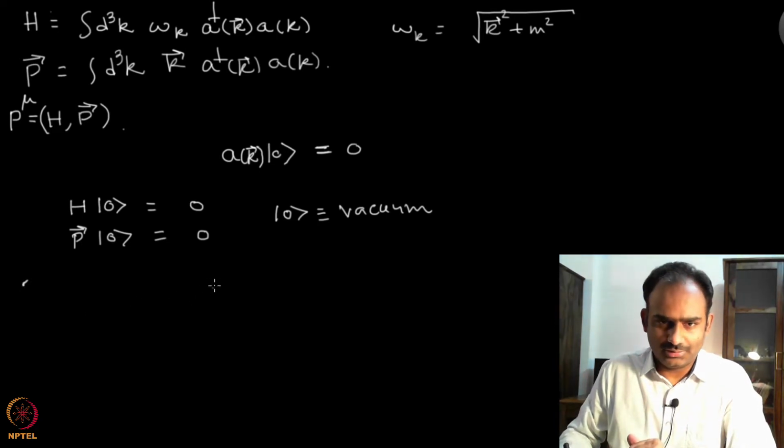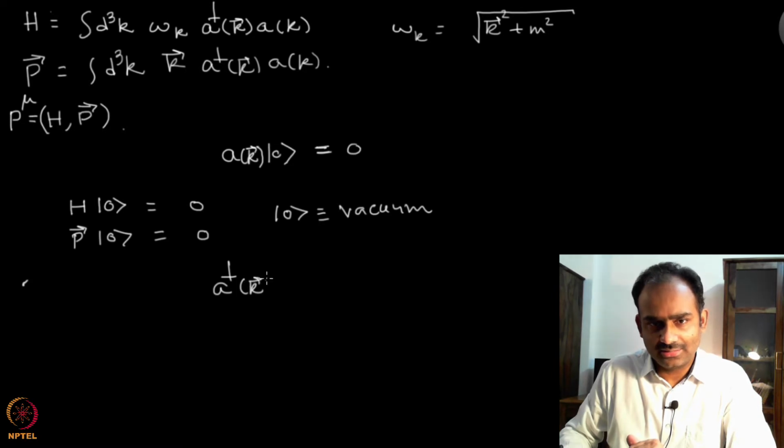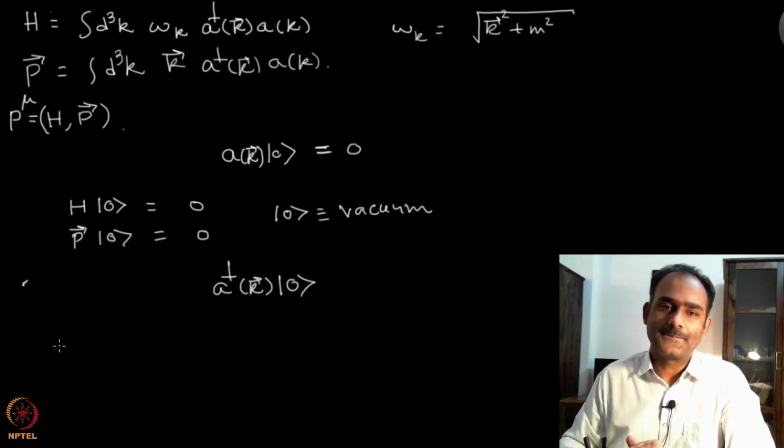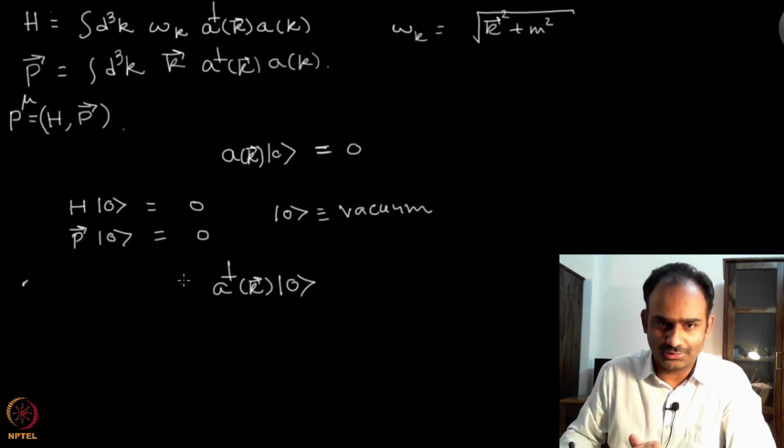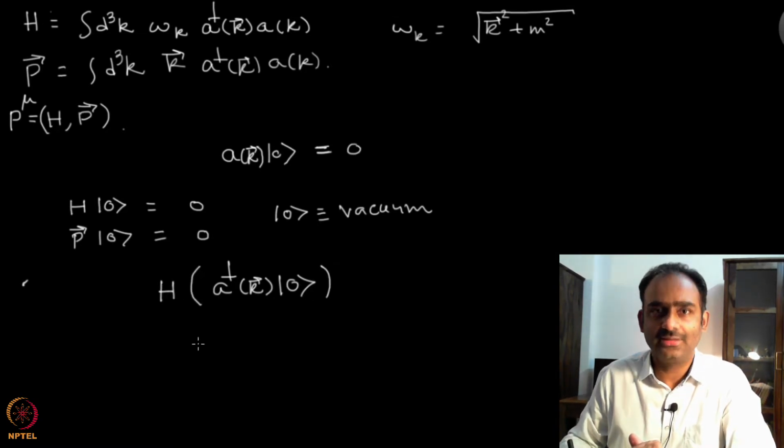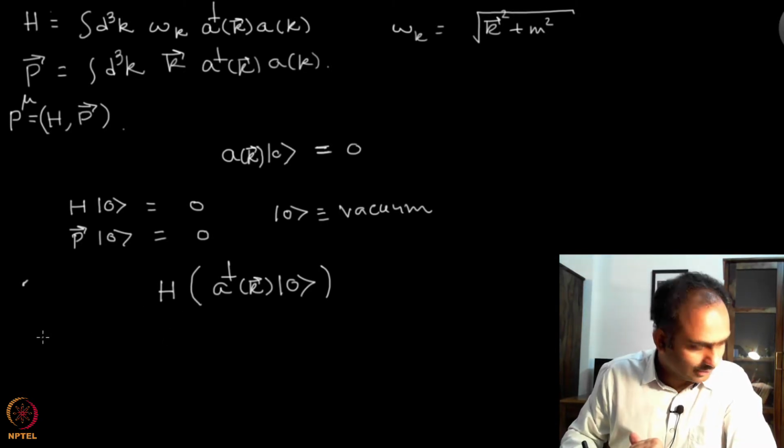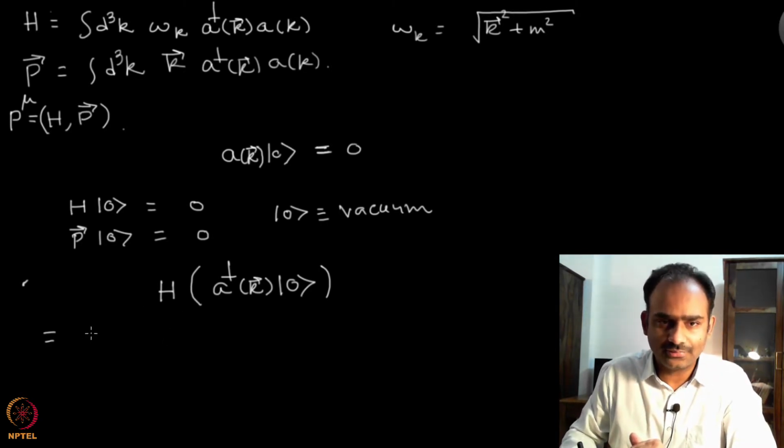Now, take an A dagger and hit it on the vacuum. Now, is this an eigenstate of the Hamiltonian? So, we can check. So, take the Hamiltonian H and act on this state, okay. And it is easy to check. I think I want to show how to do the derivation. I believe I have done it before.